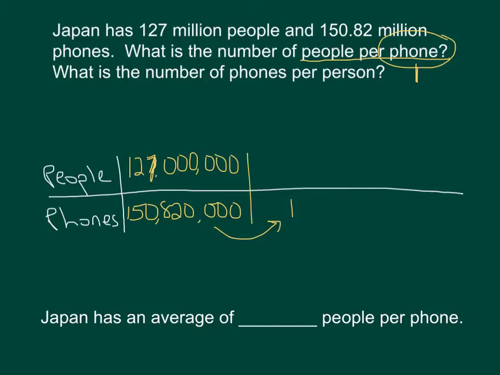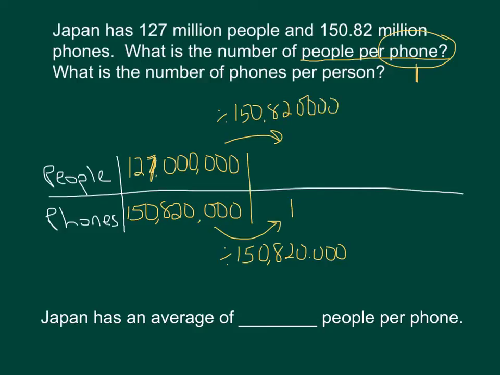The easiest way to get rid of any ugly number is just to divide by it, because any number divided by itself is going to give you 1. So I simply do 150,820,000 divided by 150,820,000. But because I want to keep the ratios the same, I have to actually do the exact same thing on the top in order for it to be fair. So if I'm dividing by the crazy number on the bottom, I'm also dividing by 150,820,000 on the top.